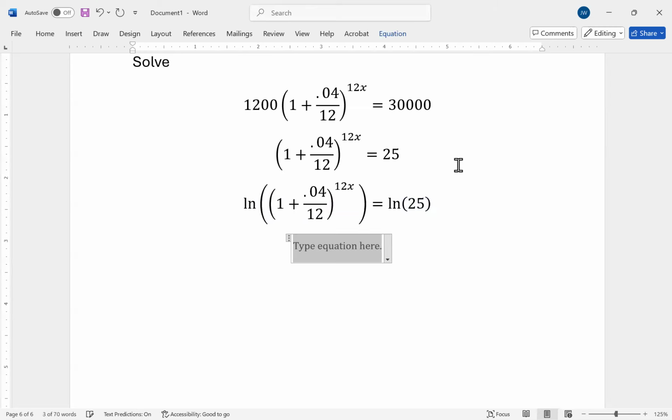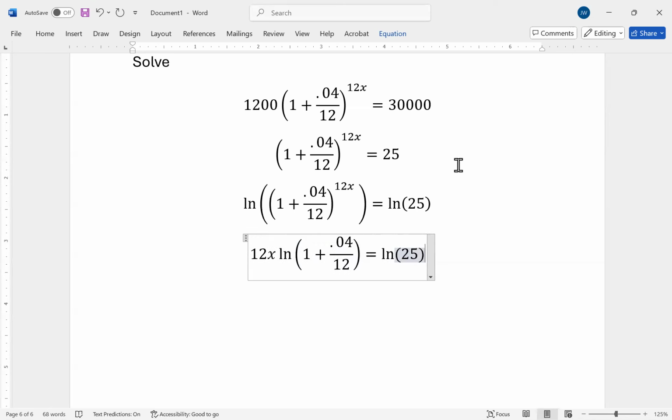Now what I can do is take the 12x power and set that in front of the natural log using the power rule. Since this 1 plus 0.04 over 12 isn't being raised to any power, or rather, it's implied that it's being raised to the first power, I don't need to write an additional parentheses around that.